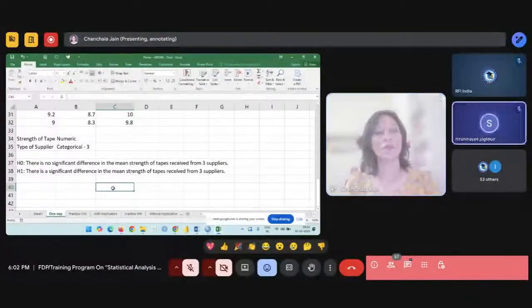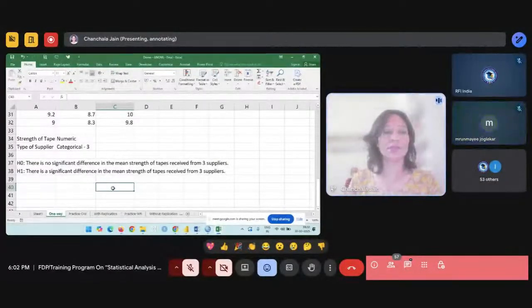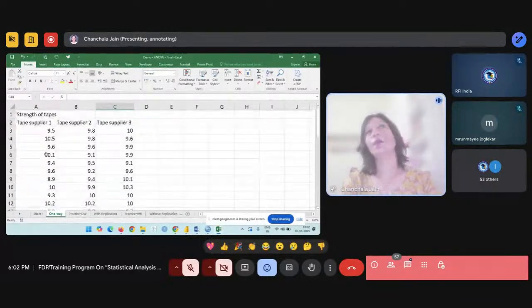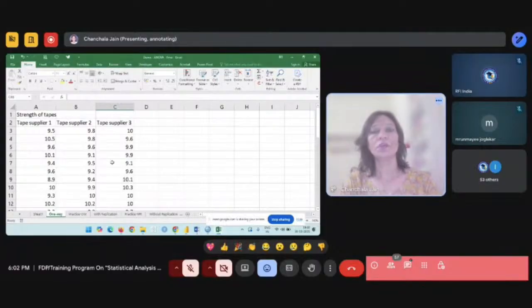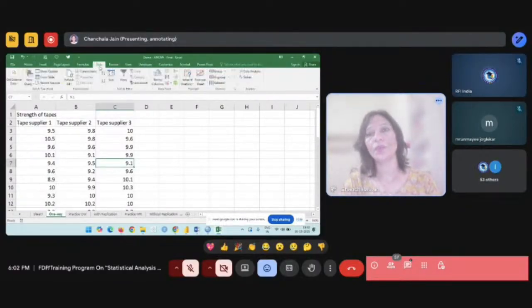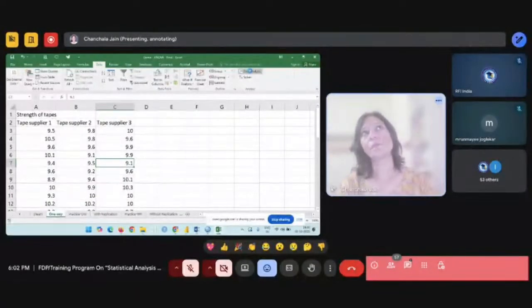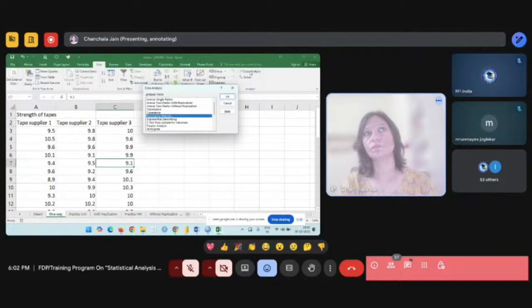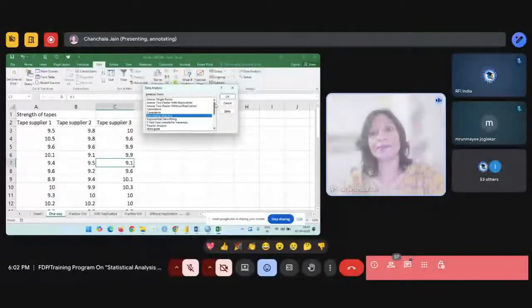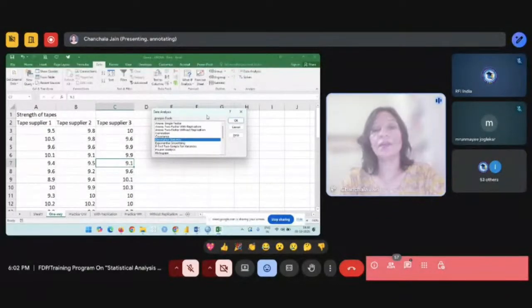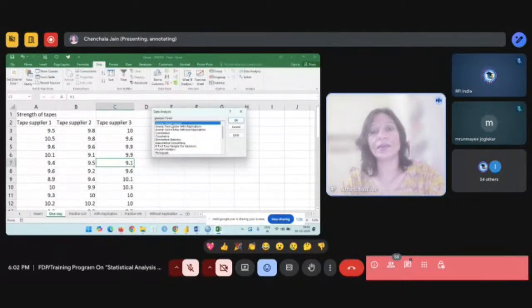So we have written our null hypothesis here. According to the data requirement, we are very clear we should go for one-way ANOVA. So everyone, explore the Data menu and open the Data Analysis toolbar. You can see the tests are listed alphabetically, so initially we can find ANOVA. ANOVA: Single Factor is written here.